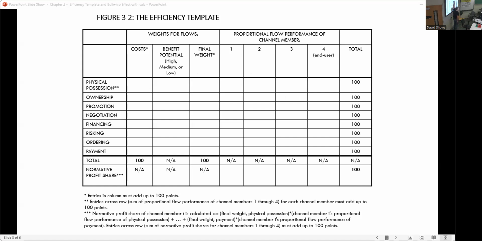The benefit potential adjusts the costs and assigns which are important. It is these weights which are taken into account, that are not taken into account in costs, that ultimately determine the normative profit share, what each channel member should get. This is what the efficiency template does in its single most important form.